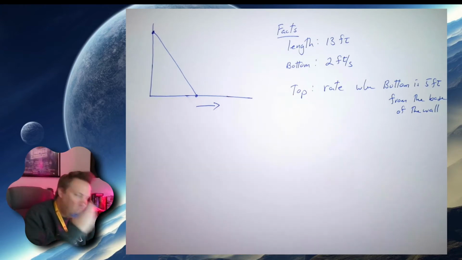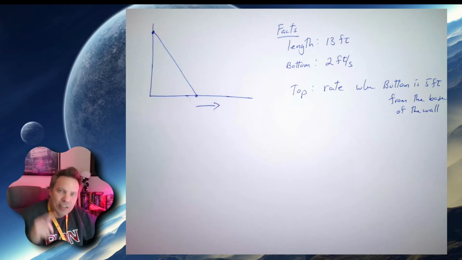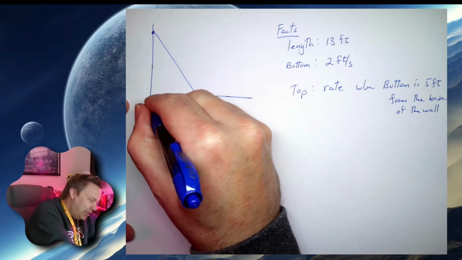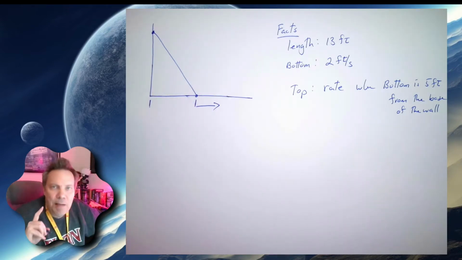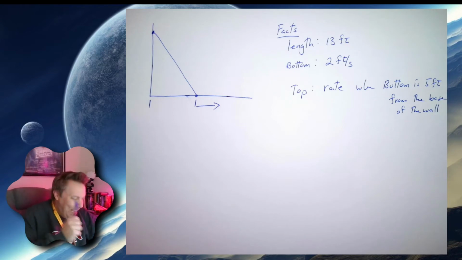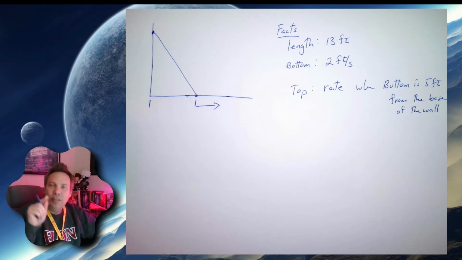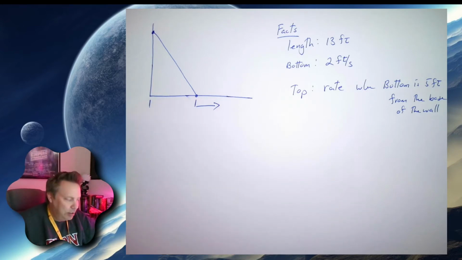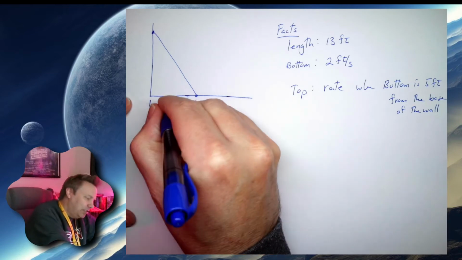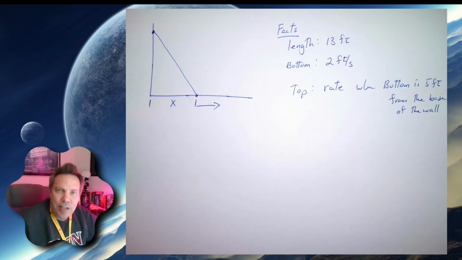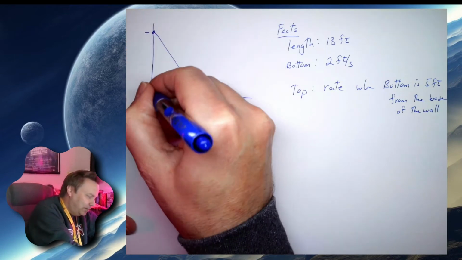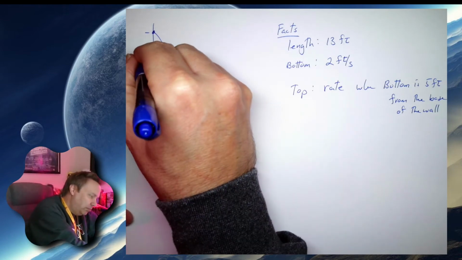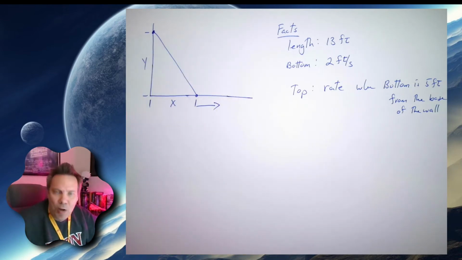Step number 1, draw a picture. I did that already. Step 2, label everything we can. The distance from here to here, I am not going to label it as a 5. Is this ladder moving? Yes. So is this distance dynamic? Is it going to be changing? Well, yes. I'm going to label it with an X. The height of the ladder, or the height above the ground, that's also changing, so I'm going to label that with a Y.